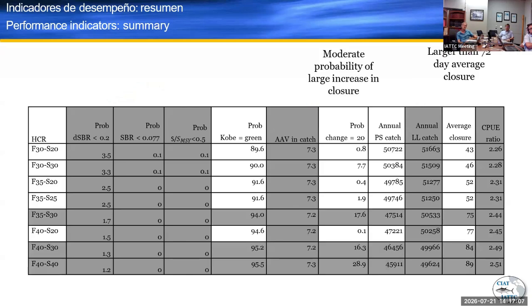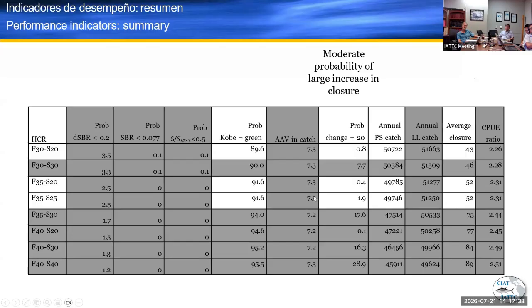Some of them have quite high average closure days, and we've noticed that more than the 72 days of closure has caused concern. That's why the IVT was introduced. So those tend to be not likely to be favorable for stakeholders. This one also had a high number of closure days.